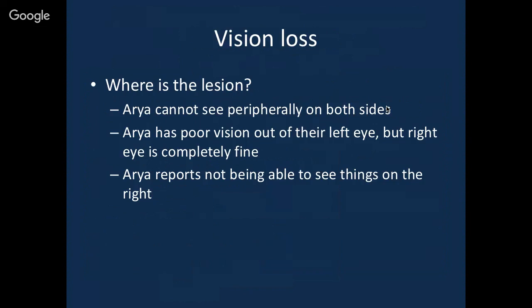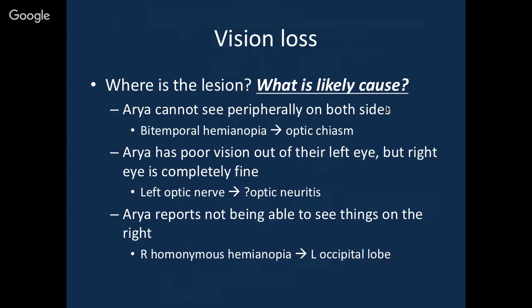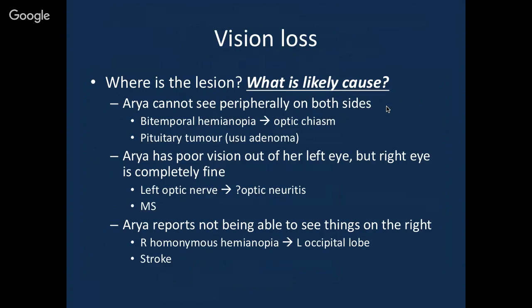So anything before that. This is an important distinction. Bitemporal hemianopia is always optic chiasm. If it's one eye, it's before the chiasm, so the optic nerve or the eye itself. Whereas homonymous hemianopia, where a whole side of your vision is missing, means the occipital lobe or the tract going over there.